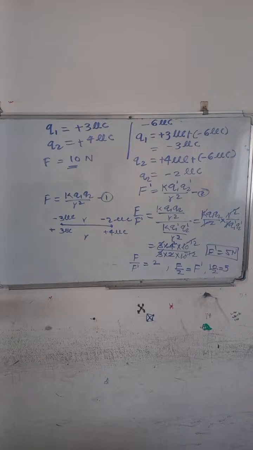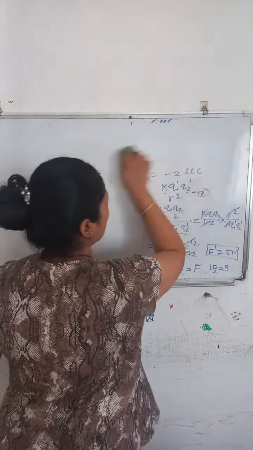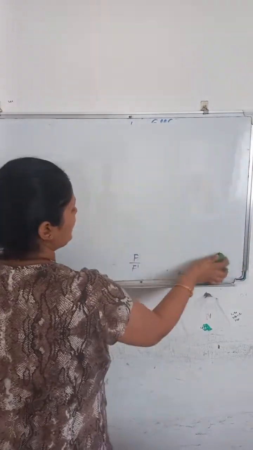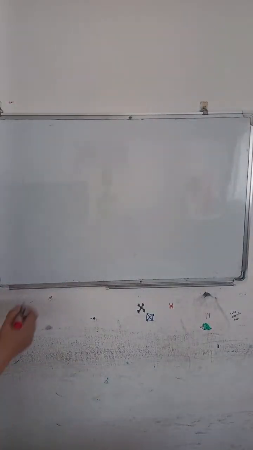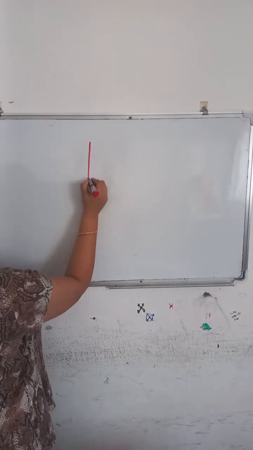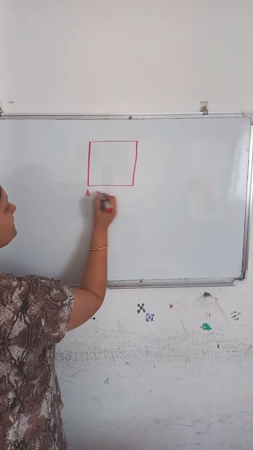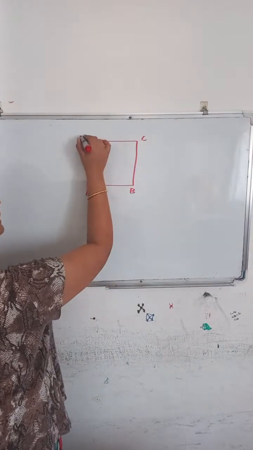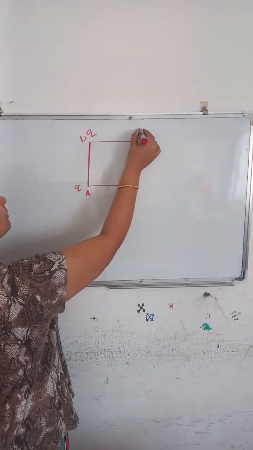So here the question is: 3 equal charges are kept on the 3 corners of the square. A square has 4 corners, that means they utilize only 3 corners and kept equal charges on them. First I'll try to draw the diagram. This is a square, I'll name it A, B, C and D. They kept equal charges, take it as Q, Q and Q.